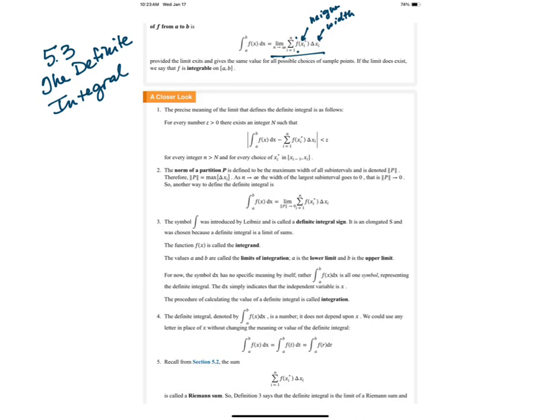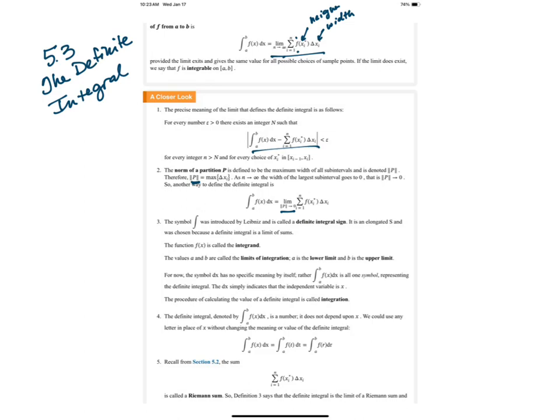So the closer look here is really what I wanted to see. It says the precise meaning of that limit that defines the definite integral is as follows. For every number epsilon greater than 0, there exists an integer n such that this holds. The norm of the partition is defined to be the maximum width of all subintervals. So if I take that width, which would be delta x, to 0, I get the same idea as taking the number to infinity. If I take that delta x to 0, I get the same information as if I took the number of rectangles to infinity.